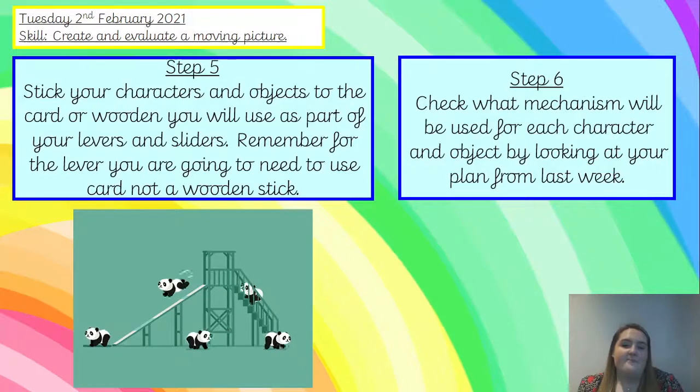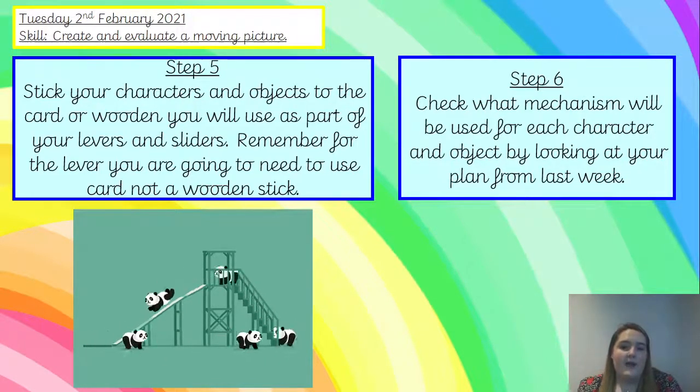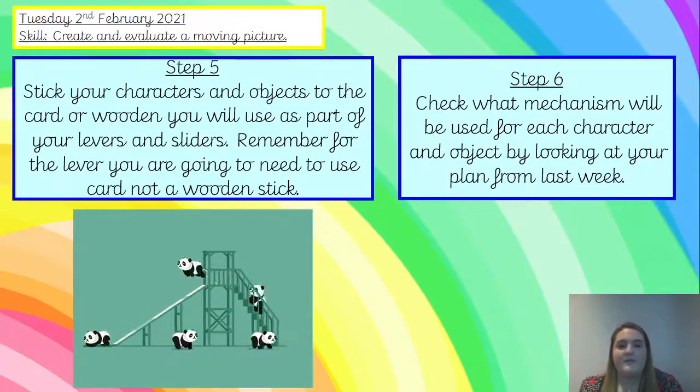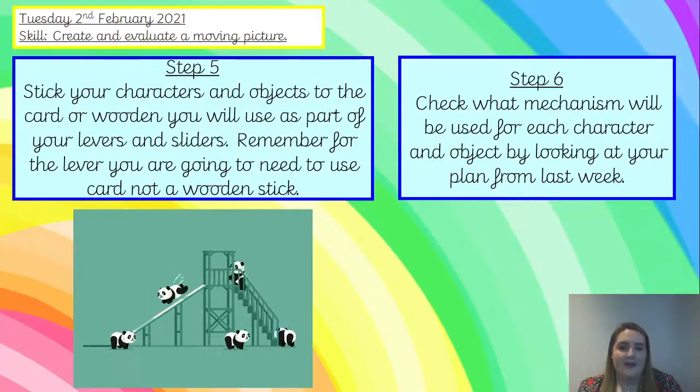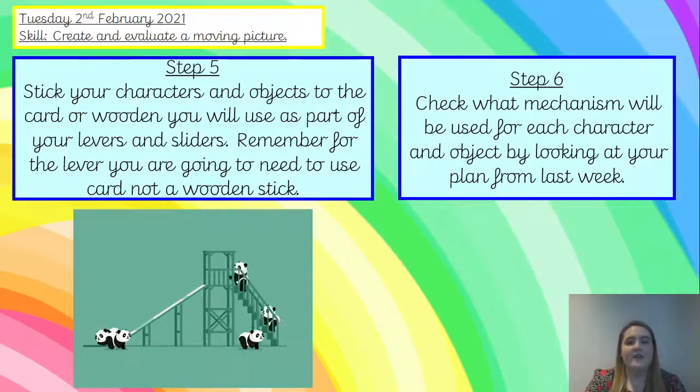Step number 6 then. Check what mechanism will be used for each character and object by looking at your plan from last week. Okay, so before we even start thinking about how we assemble the mechanisms, you need to know what character is going to be which mechanism. Okay, pause the video and double check that now, please.